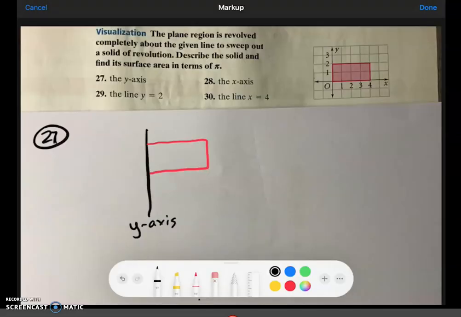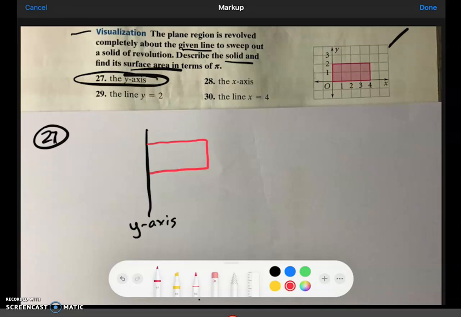Okay, I'm going to do number 27. I'm going to first read this here. Visualization: the plane region is revolved completely about the given line to sweep out a solid of revolution. Describe the solid and find its surface area. So you've got this picture here in red, and for number 27, we are going to first rotate it around the y-axis. And of course, that's the up and down line. Right now it's in the 2-dimensional world, but you have to imagine this going into the 3-dimensional world.